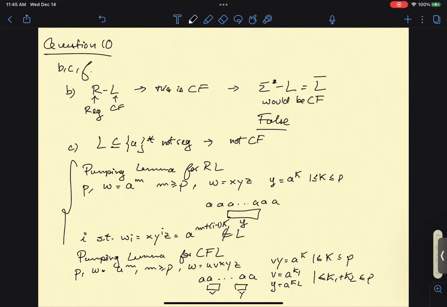Now remember what I'm trying to show: that the pumping lemma is exactly the same. So imagine I picked some I for the pumping lemma for the regular languages. Now I'm just going to copy it and use the exact same I. And so now W_i is equal to U V^i X Y^i Z.